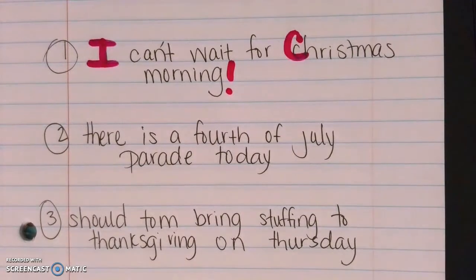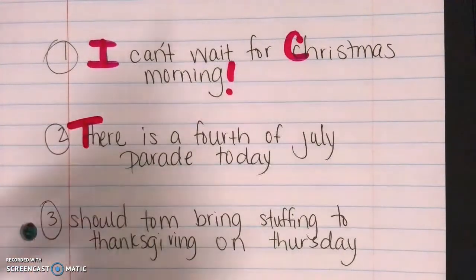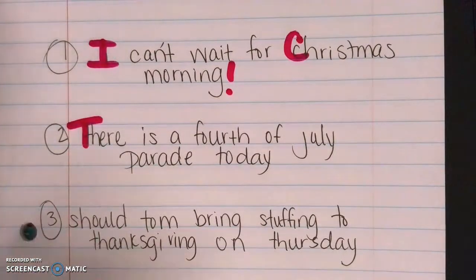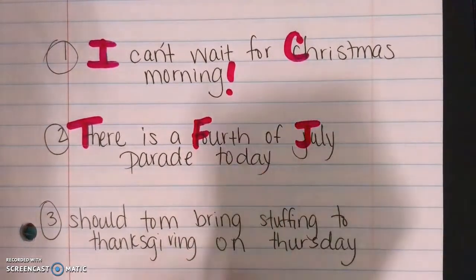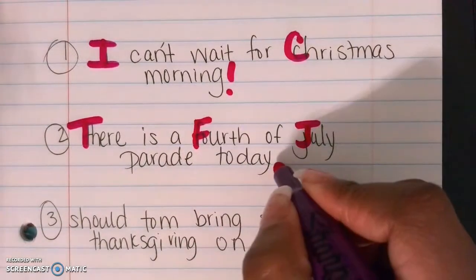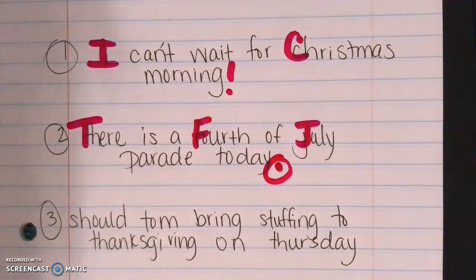Number 2 has 4 mistakes. If you did not find 4 mistakes, pause the video. The T needs to be capital. It's the beginning of the sentence. And 4th of July is a holiday. There should be a period at the end.